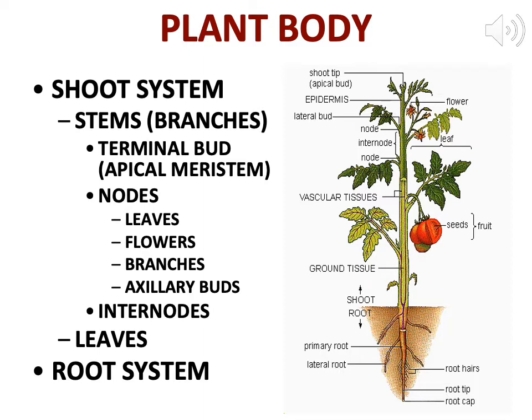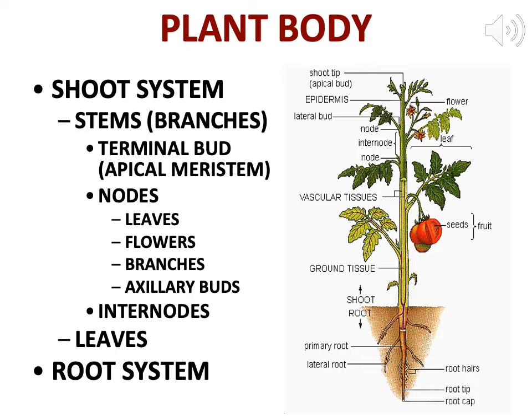The plant body consists of an above ground portion called the shoot system and then a below ground portion called the root system. We are going to be focusing at the present on the above ground portions of the plant, which consists of stems, branches, and leaves and things. The shoot system consists of those structures and are all generated by growth of what's called a terminal bud or an apical meristem. We'll be talking about this more at a later time in this presentation.